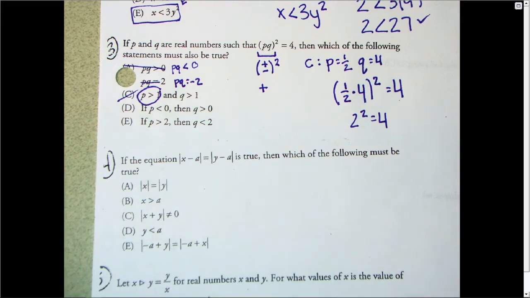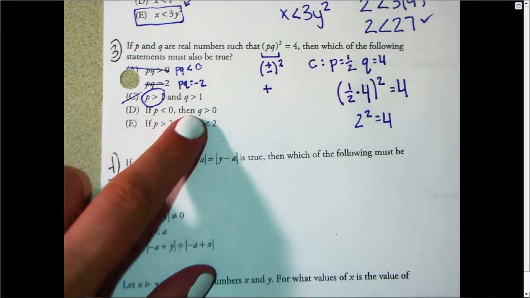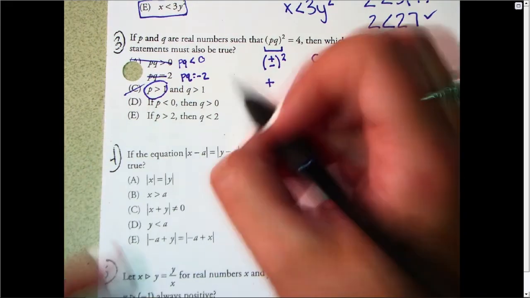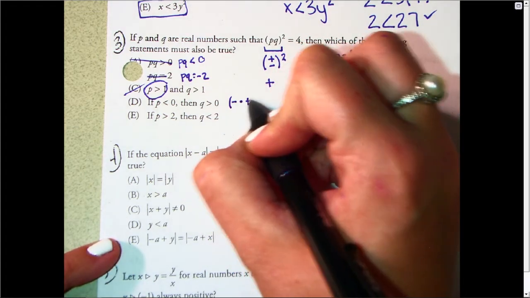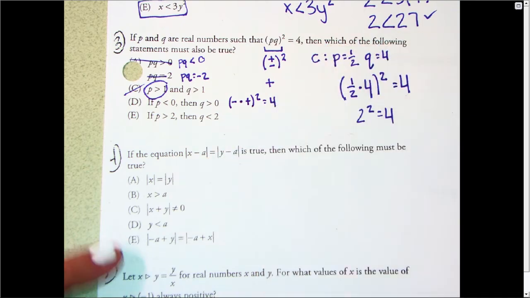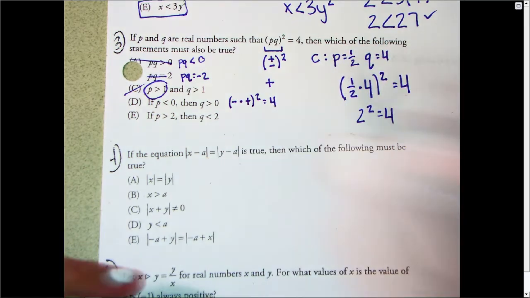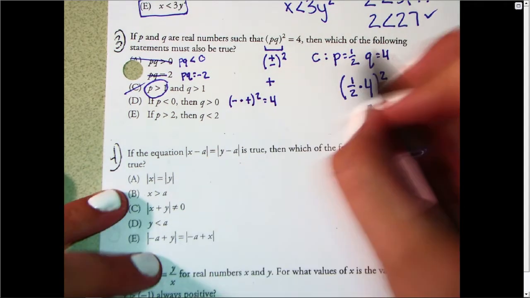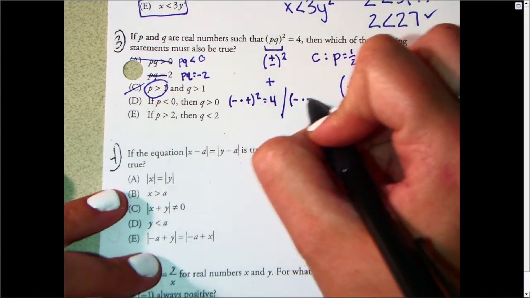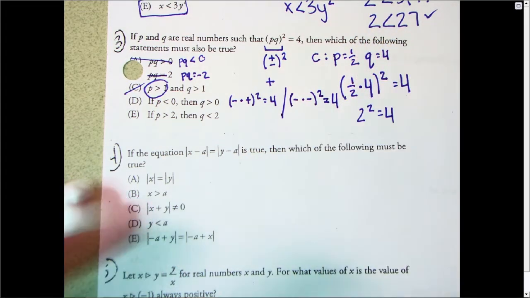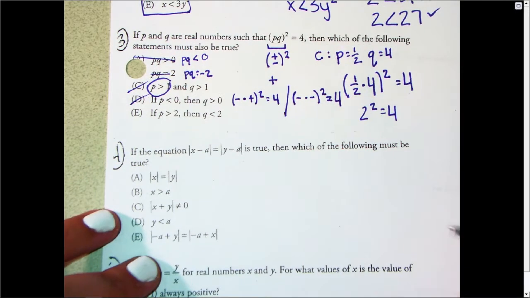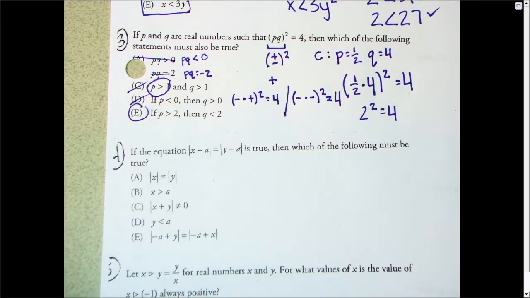P is less than 0 and q is greater than 0. That's saying that p is negative times q, which is positive, squared. Well, that would work. However, q could also be less than 0 because a negative times a negative squared is still going to give me a positive answer of 4. So by default, the correct answer is E.